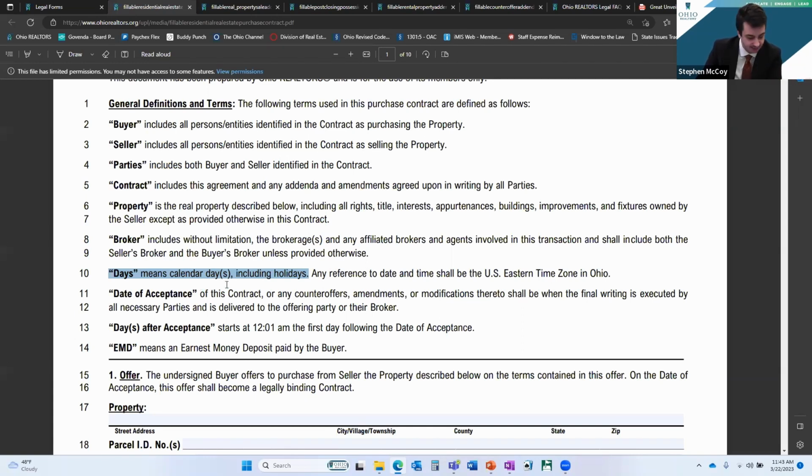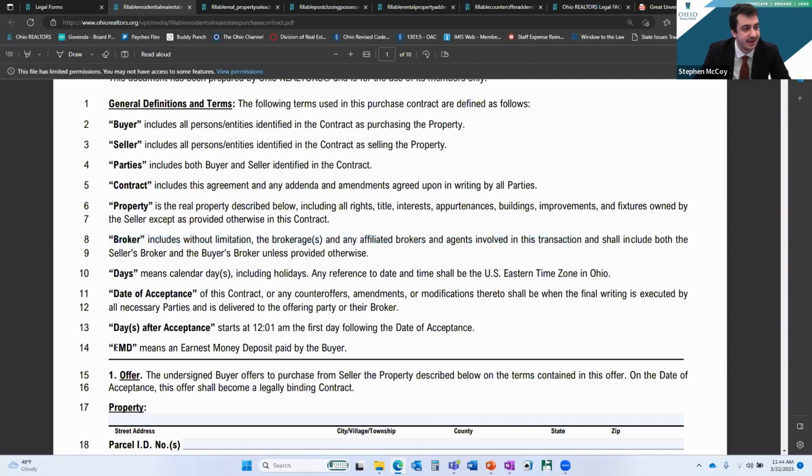The other important definition, in my opinion, is the broker. You'll see references to the seller's broker or the buyer's broker. This includes, without limitation, the brokerage and any affiliated brokers and agents involved in the transaction. So we meant to include, we didn't want to differentiate broker and agent. They are included in one and the same term throughout the body of the contract.